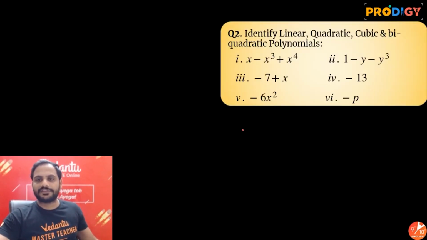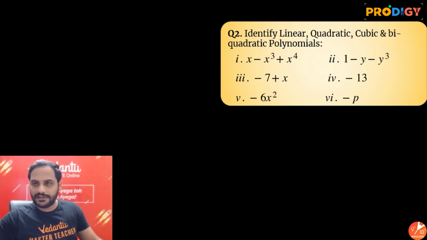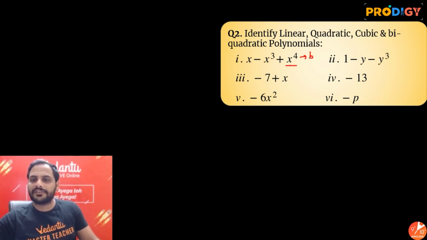Alright, next question. Identify linear, quadratic, cubic and biquadratic polynomials. Okay, easy question. First one: x minus x cube plus x raised to the power 4. Degree 4, we can say biquadratic.